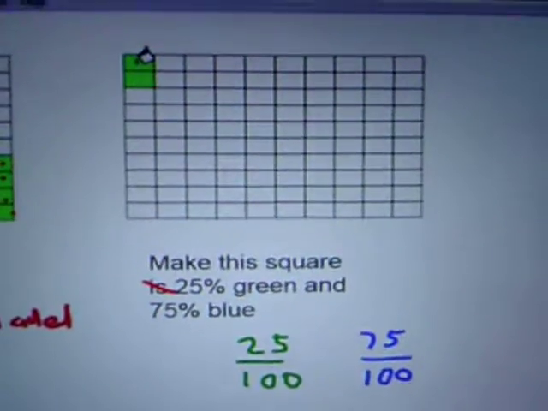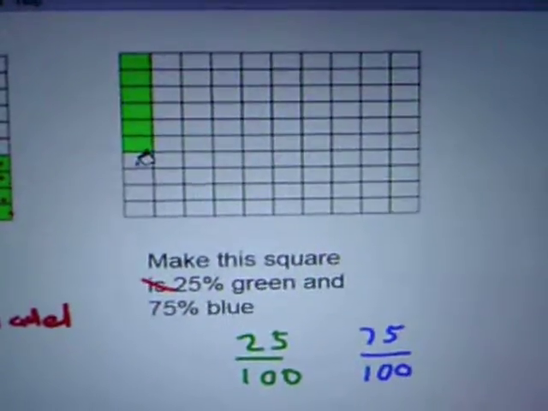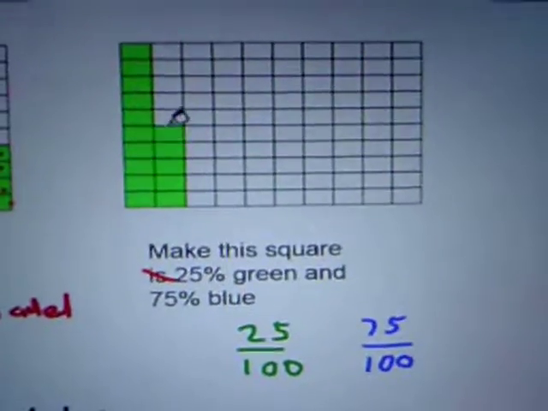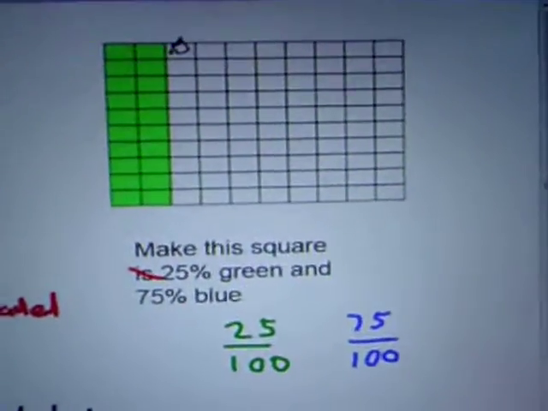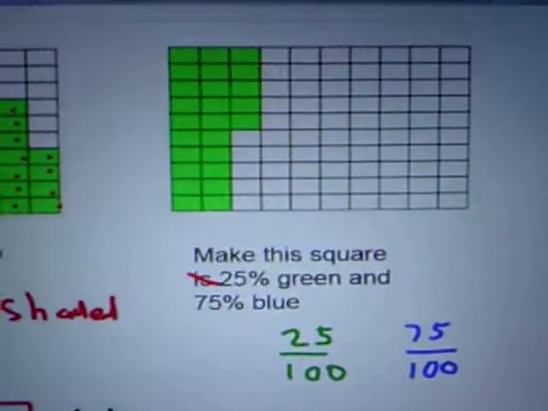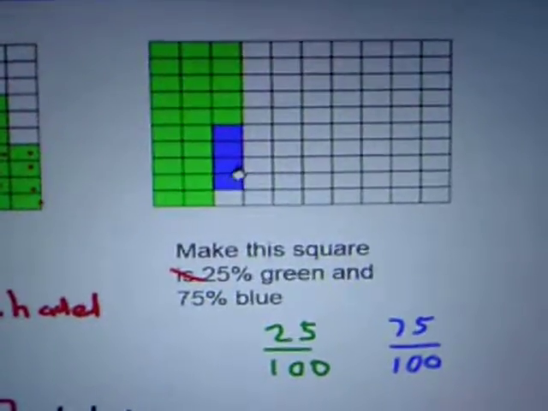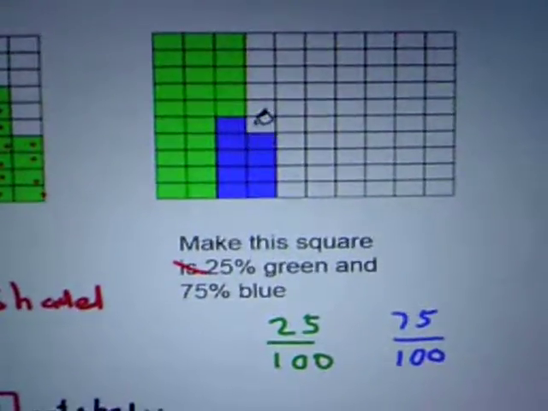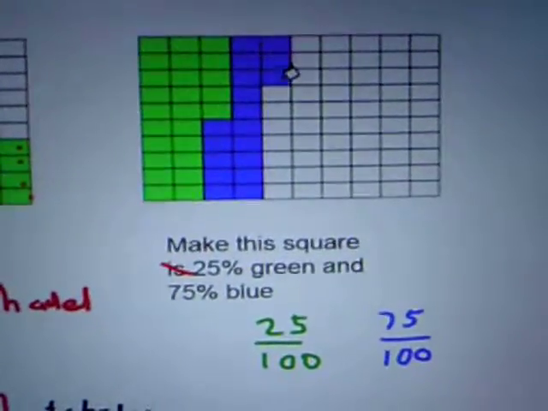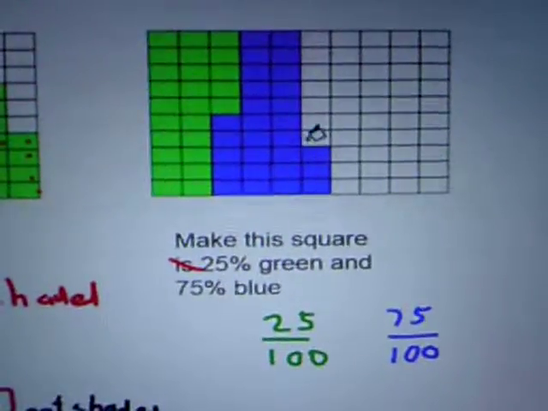So let's do 25% green. 1, 2, 3, 4, 5, 6, 7, 8, 9, 10. Another 10 will be 20. Then 5 more. 25% green. Choose my blue color. And then of course the remaining 70. Okay, and you get the gist of this. I'm just going to color all the rest of it blue.